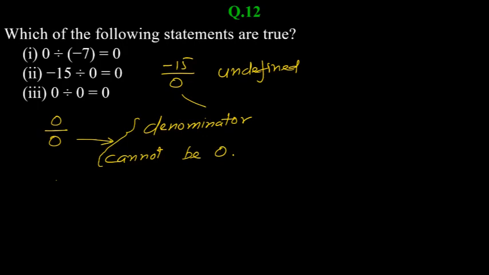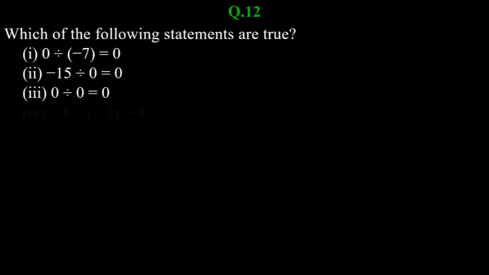Denominator cannot be 0 in any case. That is false. Undefined, yes. Or correct. If denominator is 0, then it is undefined. It cannot be defined. Mathematically, it is not possible.